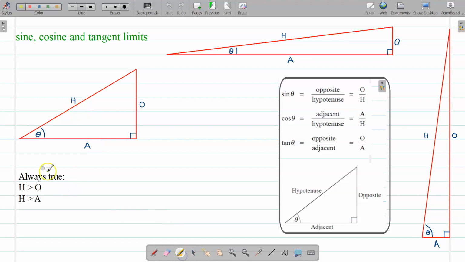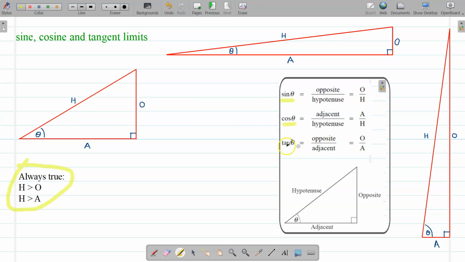What is always true is that the hypotenuse is the longest side. That means it's always greater than the opposite, and it's always greater than the adjacent. So if we consider the definition, we know that the sine of an angle is a fraction where the opposite is over the hypotenuse, and the cos is the adjacent over the hypotenuse. Because the hypotenuse is the largest side, the adjacent and the opposite are always less than the hypotenuse. In other words, in these fractions, the numerator is always less than the denominator. Therefore, they're both less than 1 or greater than -1.